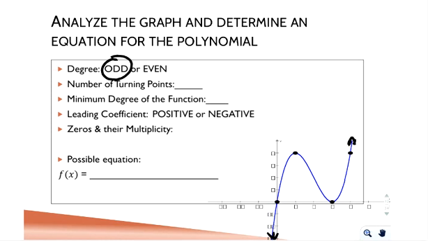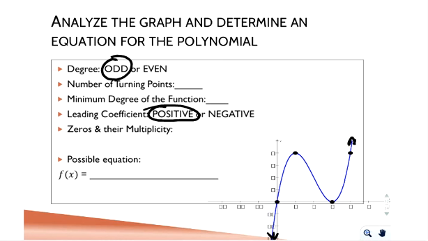If it starts low and ends high, and we think about our base graph, that's the easiest one to remember, x cubed, starting low and ending high is what it does with a positive leading coefficient. I'm going to go down here and circle positive. Go ahead and get those two.